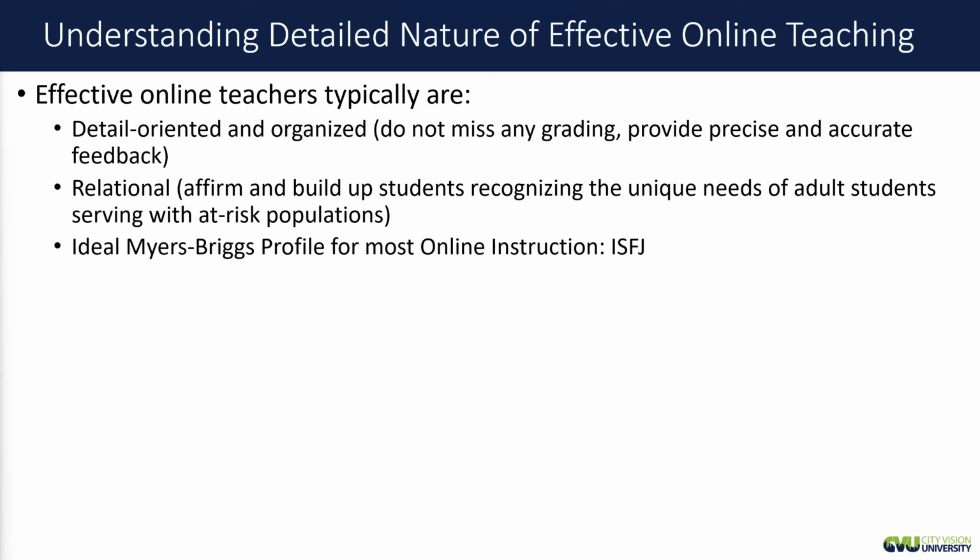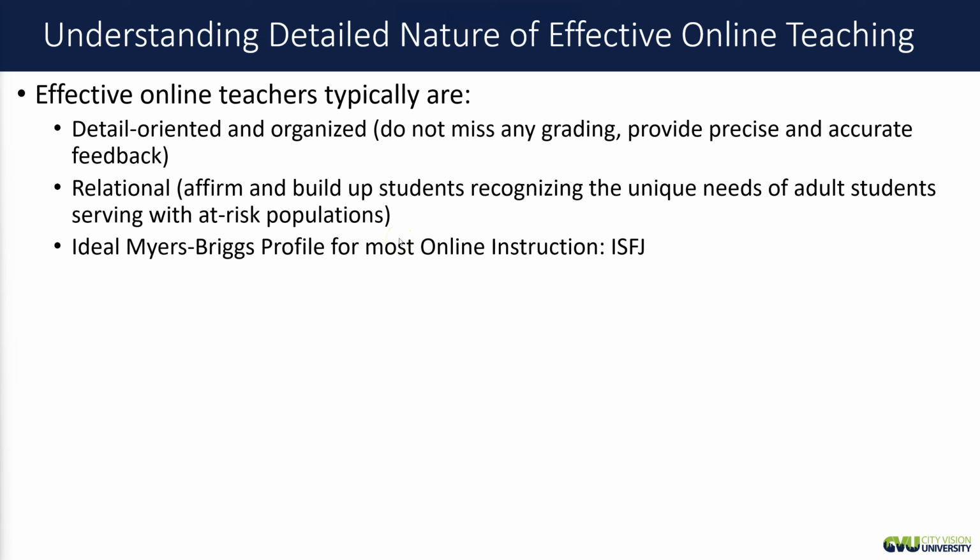So the other aspect is being relational, affirming and building up students, recognizing the unique needs of adult learners, and serving with at-risk populations. So the ideal Myers-Briggs type is an ISFJ for online teaching. So detail-oriented, judging, so organized, feeling, that means you're going to be relational. Introverted is just the online part of it, for most online instruction.